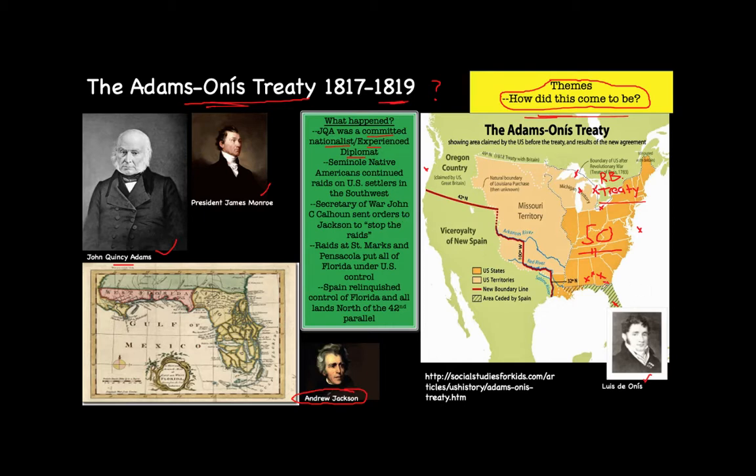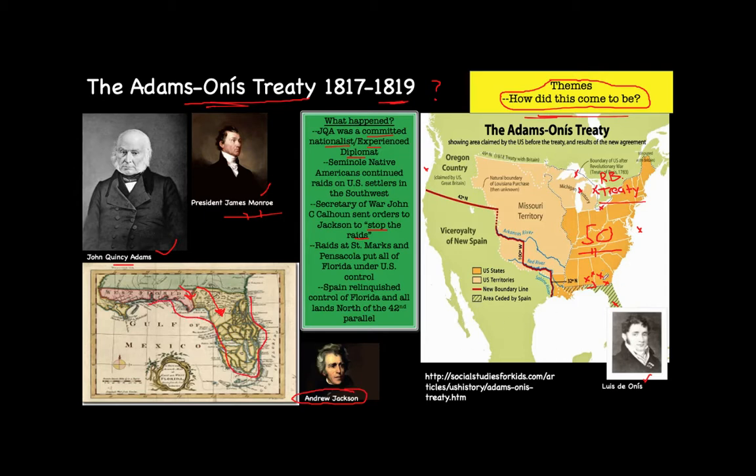So there's these constant raids, and President James Monroe knows that he needs to do something about it. So he instructs his Secretary of War, John C. Calhoun, to send an order to Jackson to, quote, stop the raids. There's a lot of questions, though, about this order because Andrew Jackson will not only just stop the raids, he will actually go on to invade West Florida and East Florida. He will be victorious in his wars with the Seminoles. This will basically put all of Florida under the control of the United States.